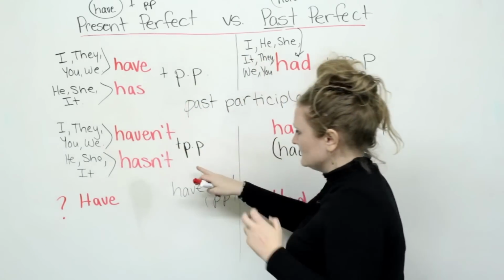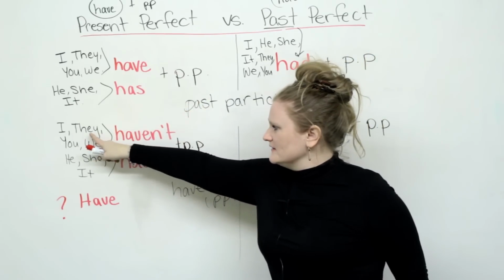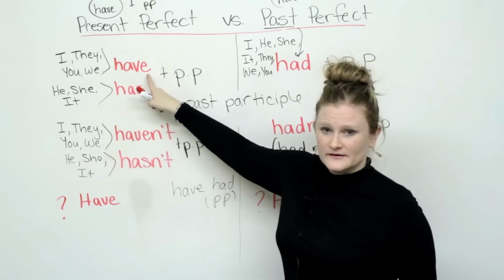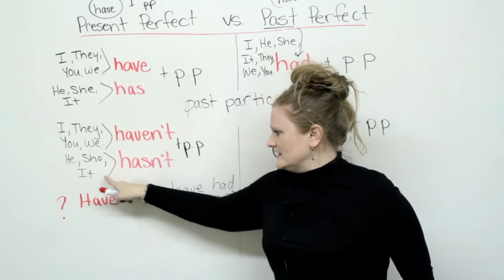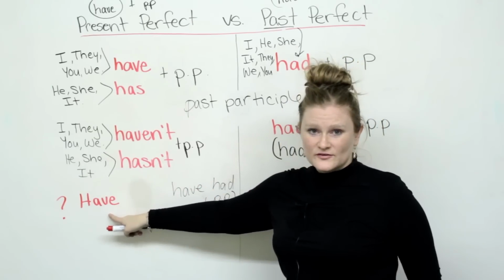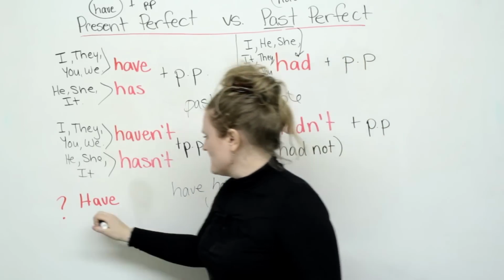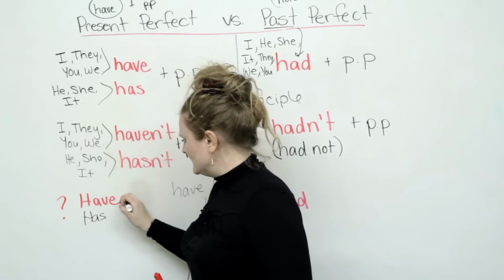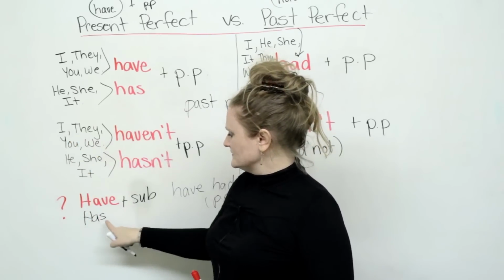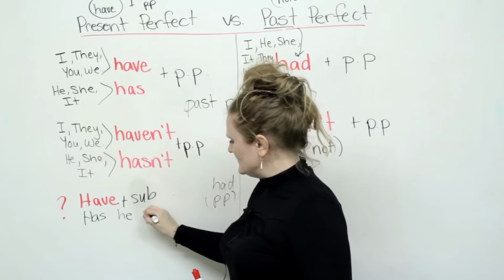Good. Let's go into the negative of present perfect. When we use I, they, you, and we, we have to use haven't, just like in the positive. And again, he, she, and it, we have to use hasn't, plus the past participle. If you want to make a question in the present perfect, you're going to say have or has, then you're going to use the subject. So in this case, these are the subjects. Has he plus the past participle.